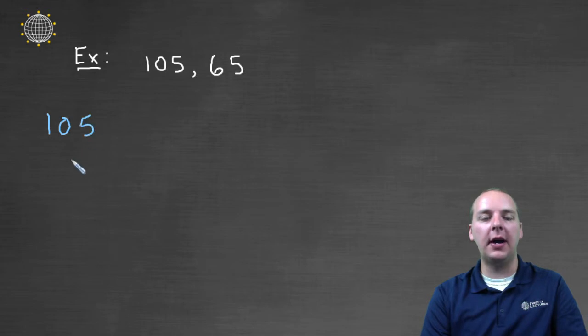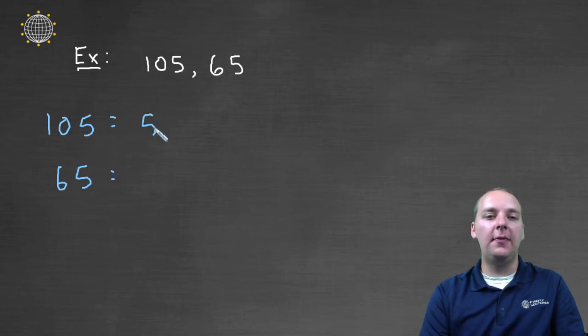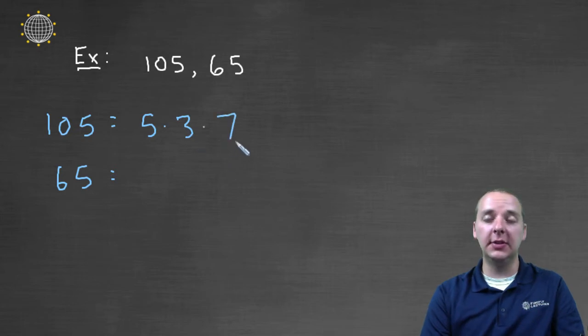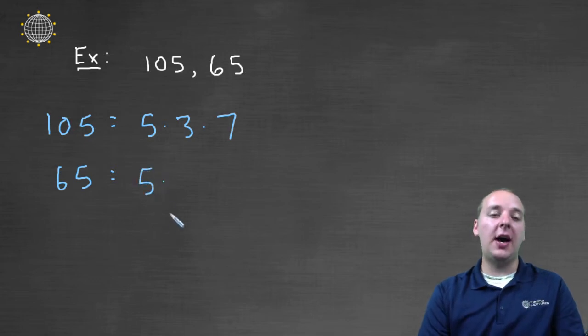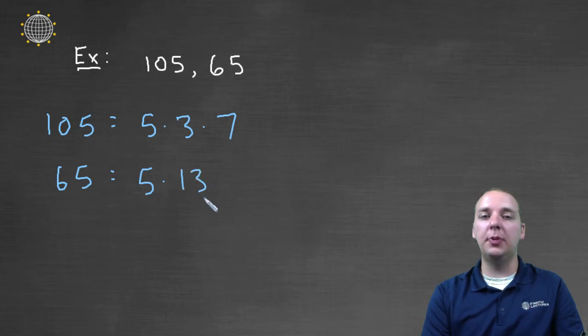We have 105, we have 65. Break down 105. 105 is 5 times 21, but 21 is 3 times 7. So this is the prime factorization of 105. How about 65? 65 is 5 times 13, and 13's prime. So here we go. This is the prime factorization of each.